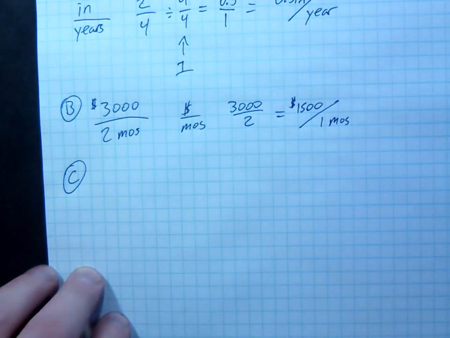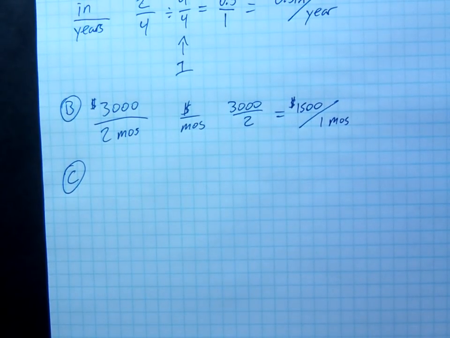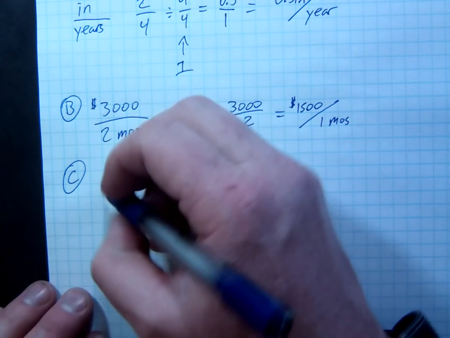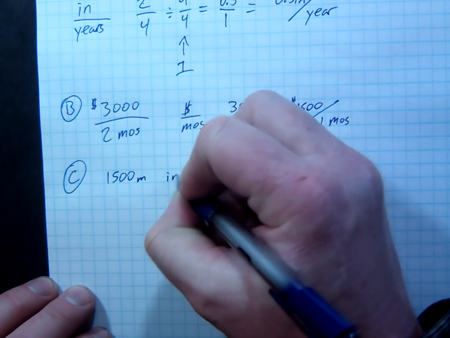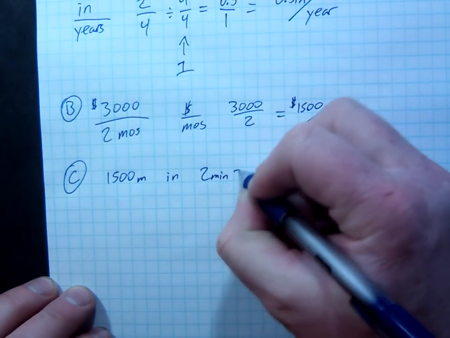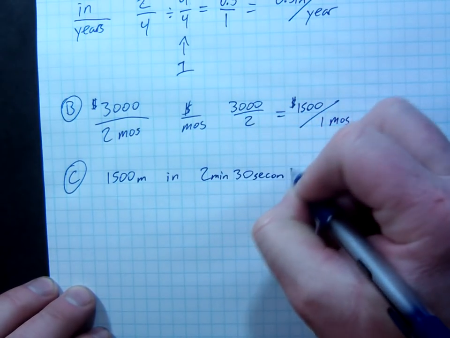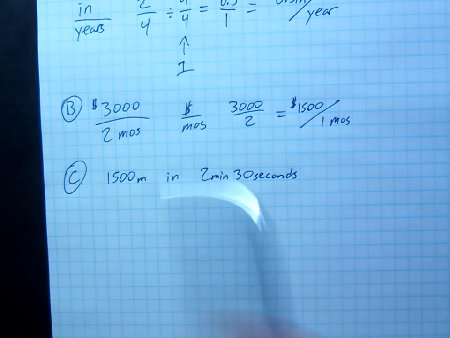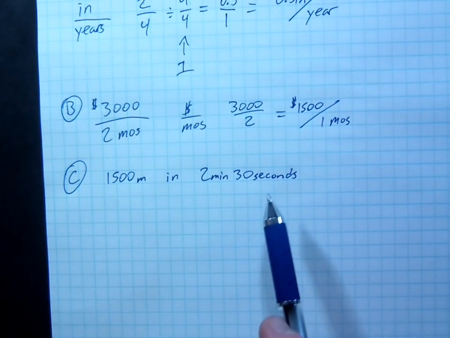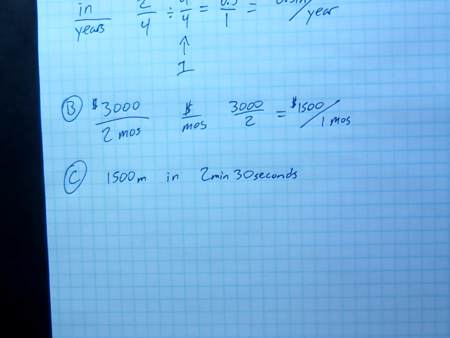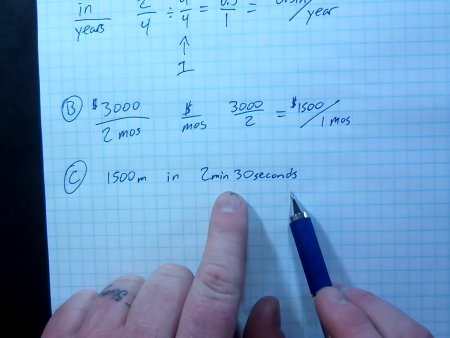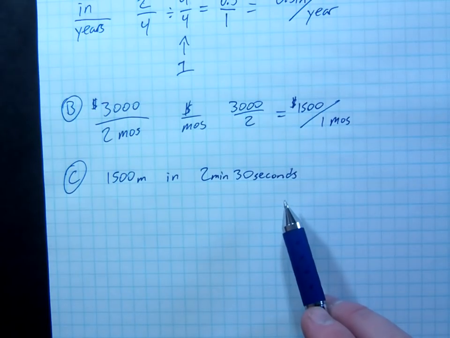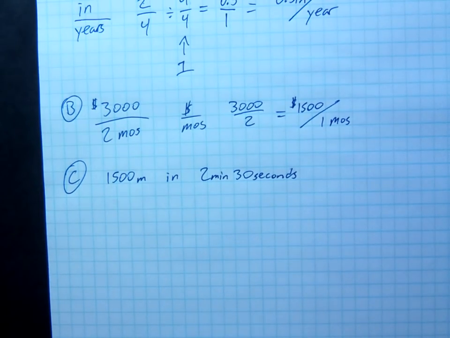Sometimes you're going to get a ratio where you have more than one unit in a term. So for example, let's say we're running a race and we travel 1,500 meters in 2 minutes 30 seconds. Now when you first look at this, you might say, well, this seems like there's 3 units. We've got meters, minutes, seconds. But really we just have to look at what we're measuring. Here we're measuring distance. Here we're measuring time. So we have 2 different units here. Units of distance, units of time.